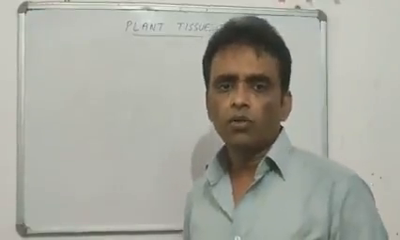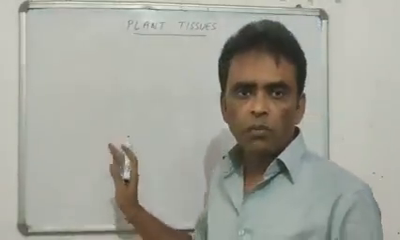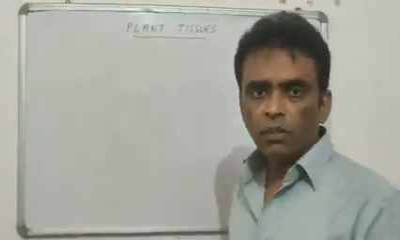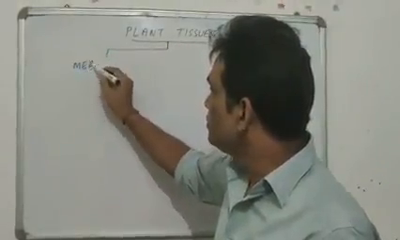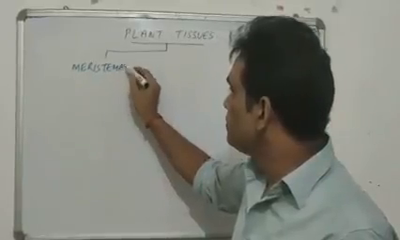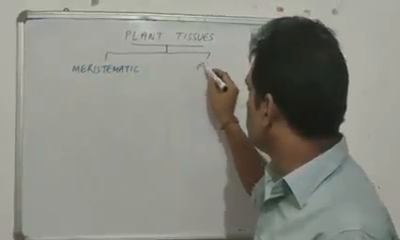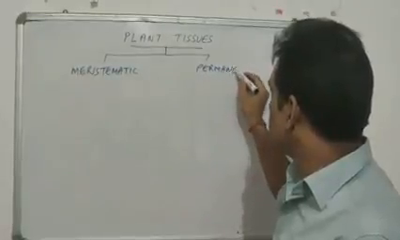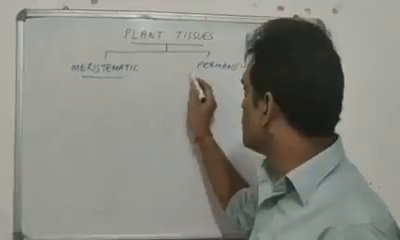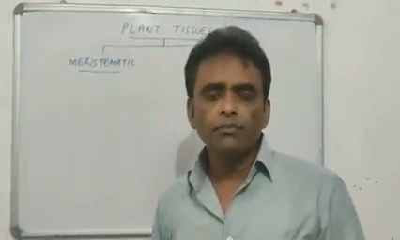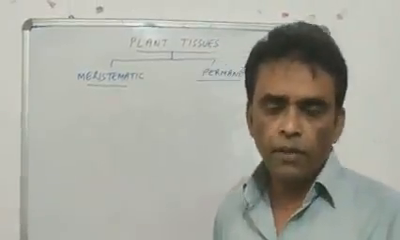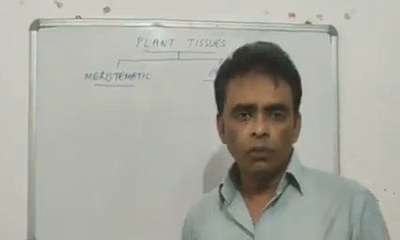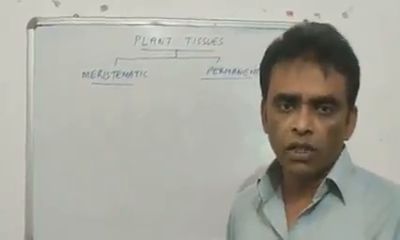Plant tissues. Just a reminder of the topics that we have discussed. Plant tissues are basically classified into two types, the meristematic and permanent tissues. We have discussed the differences between them. Meristematic tissues are the tissues which are made up of cells which continuously divide. Permanent tissues are the group of cells which do not divide, they carry out other life activities.